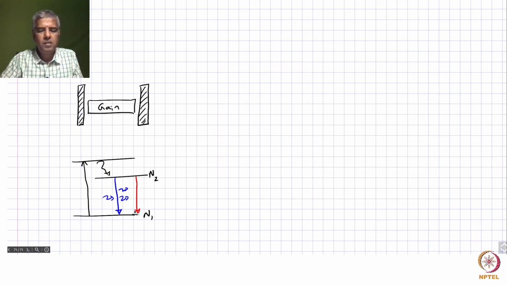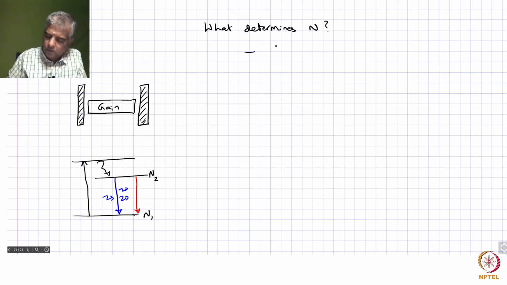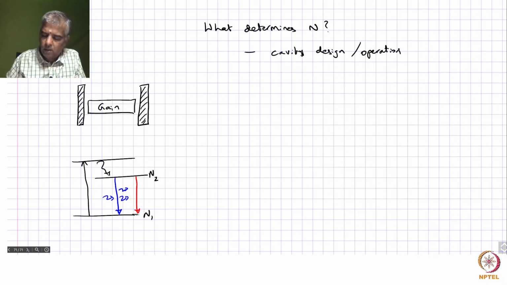So, if we examine this cavity and we want to look at the dependence of n, we ask the question: what determines n? That is determined by the cavity design and the cavity operation. Okay, so what do I mean by this?